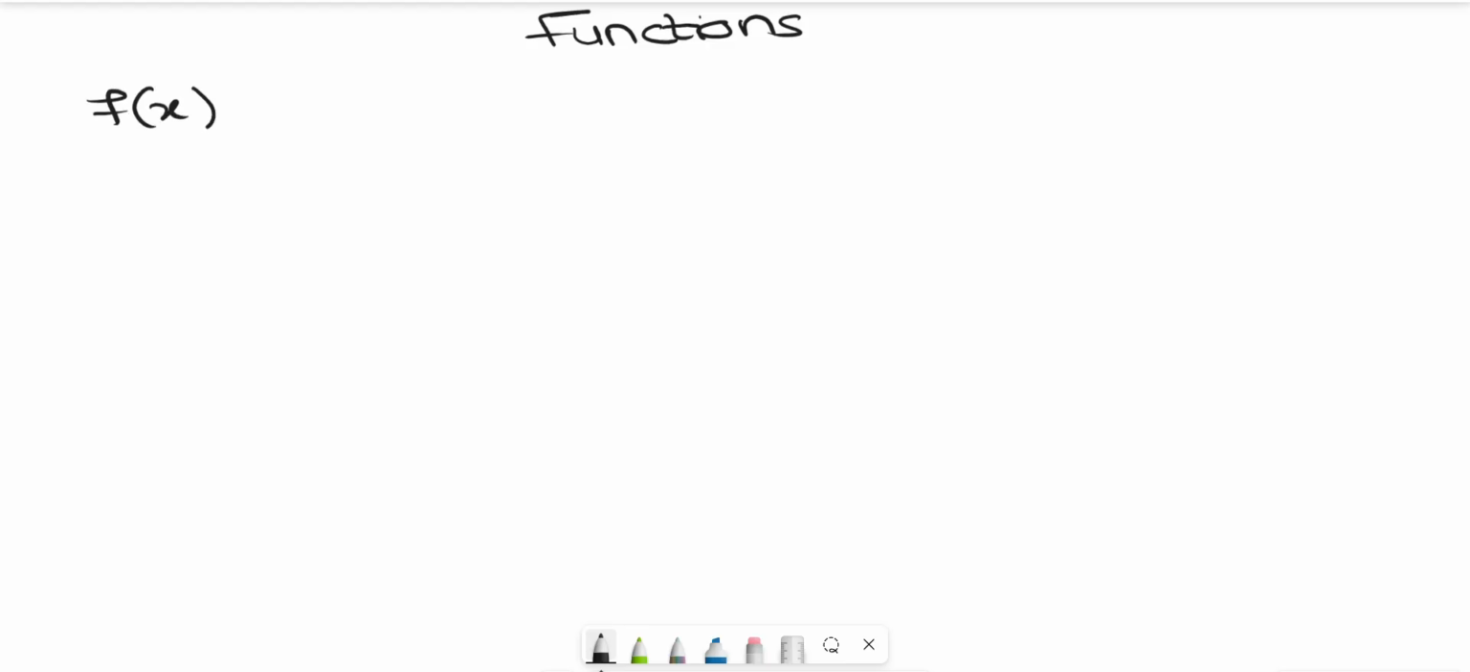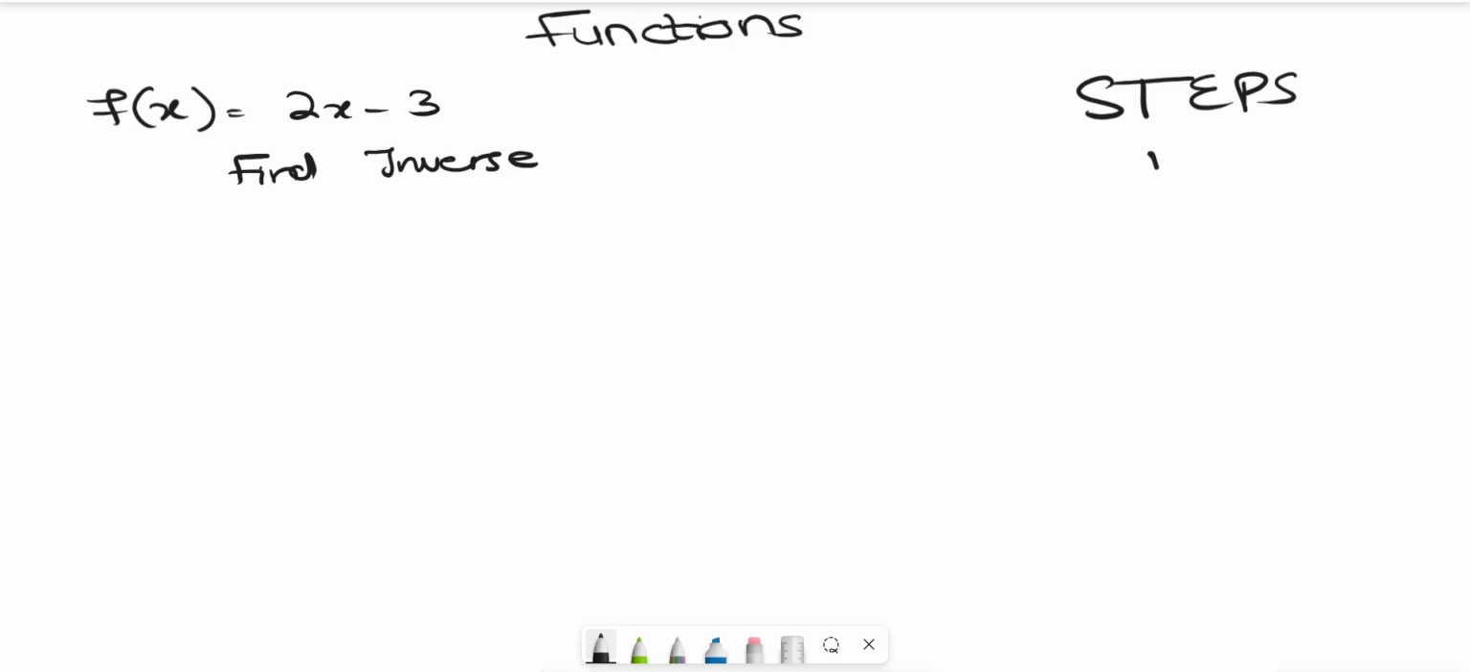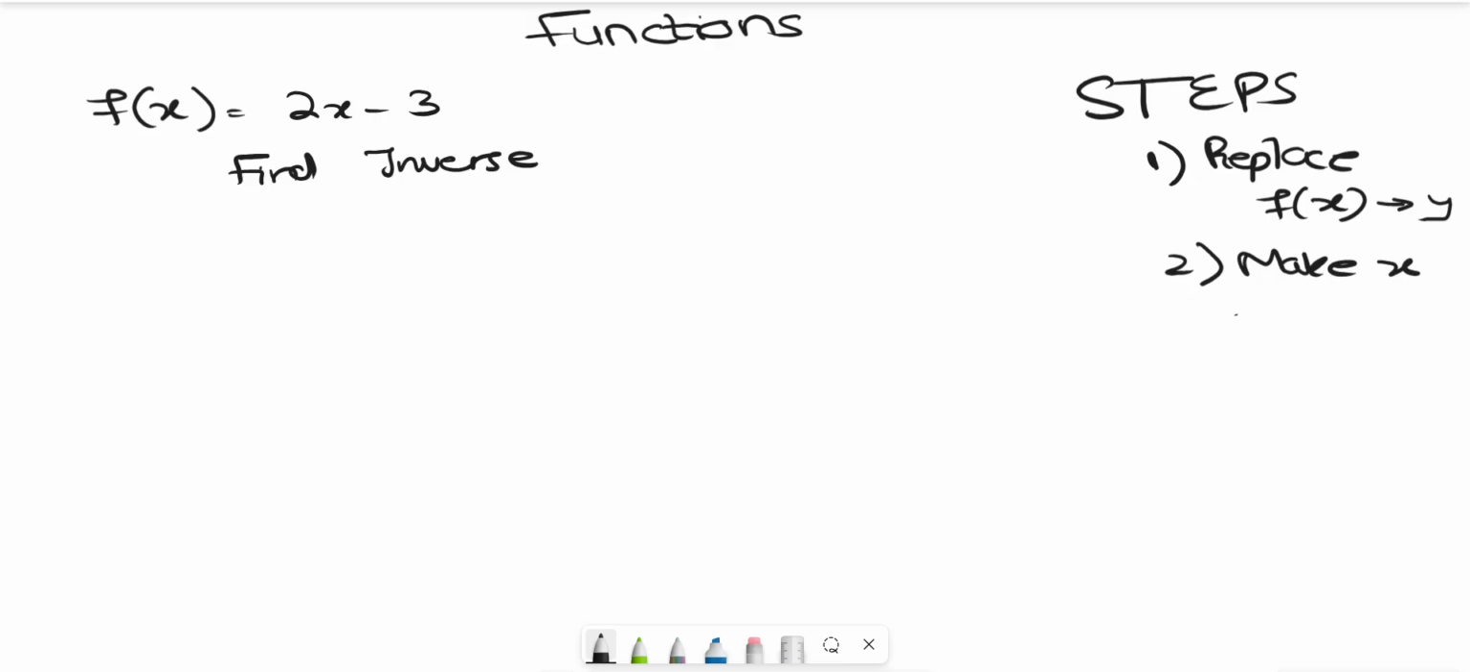F of x equals 2x minus 3. You were told to find the inverse. Okay, first things first. Now there are a few steps that you will have to take. I want you to write those steps down. The first one is replace f of x with y. Secondly, make x the subject.